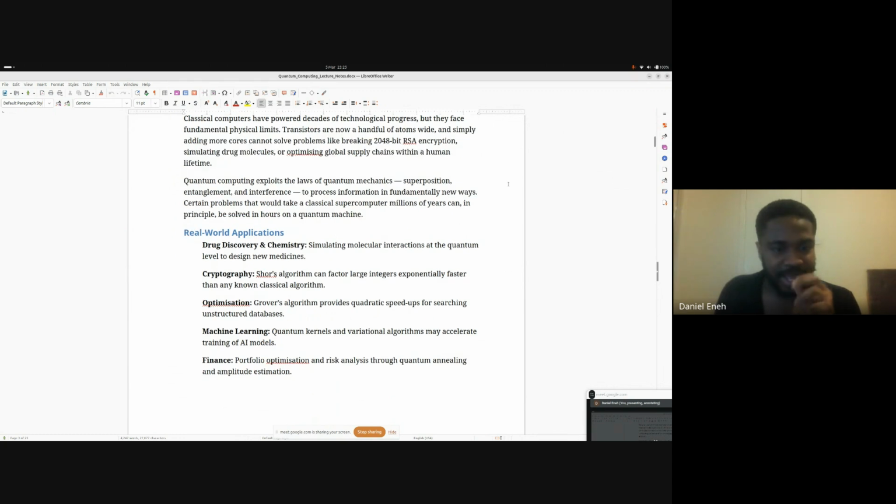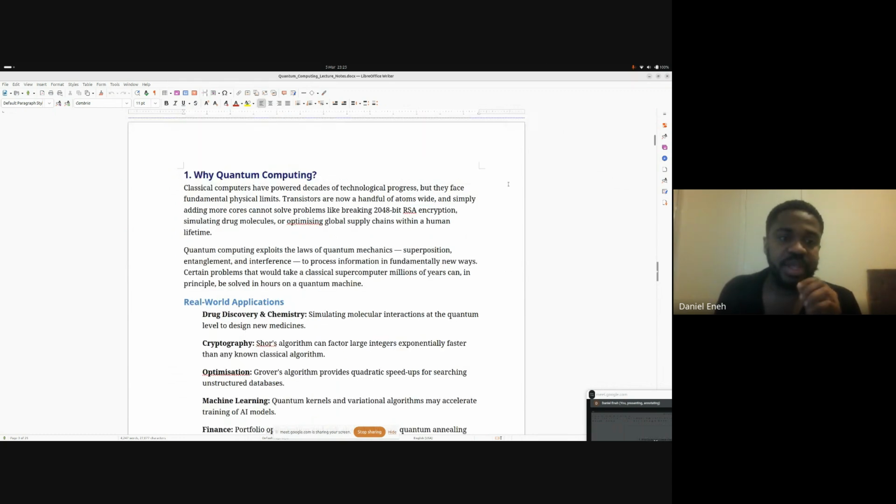First of all, what is quantum computing? You need to understand. In normal classical digital computing, we have 1 and 0. But in quantum computing, we have what we call qubits. That means a state can be in both 1 and 0 at the same time. This is so that you can speed up the process. It exploits the laws of quantum mechanics.